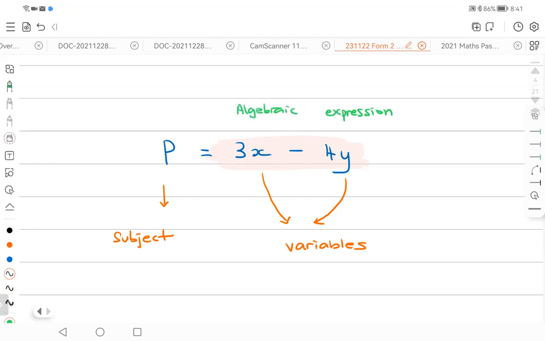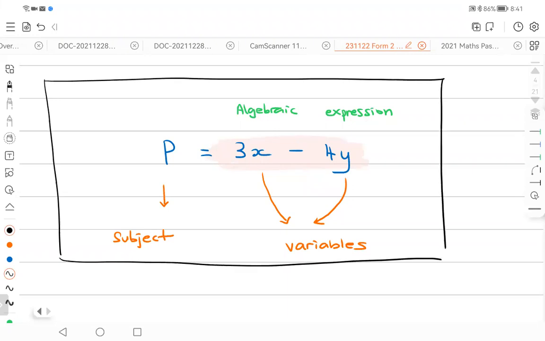Algebraic expression. All together, the subject with the algebraic expression becomes an algebraic formula. So this is an algebraic formula. That's not much about this chapter. You just need to know basically the name. It's formed by the subject and the algebraic expression. Then you need to know how to switch, how to switch one variable for another variable.